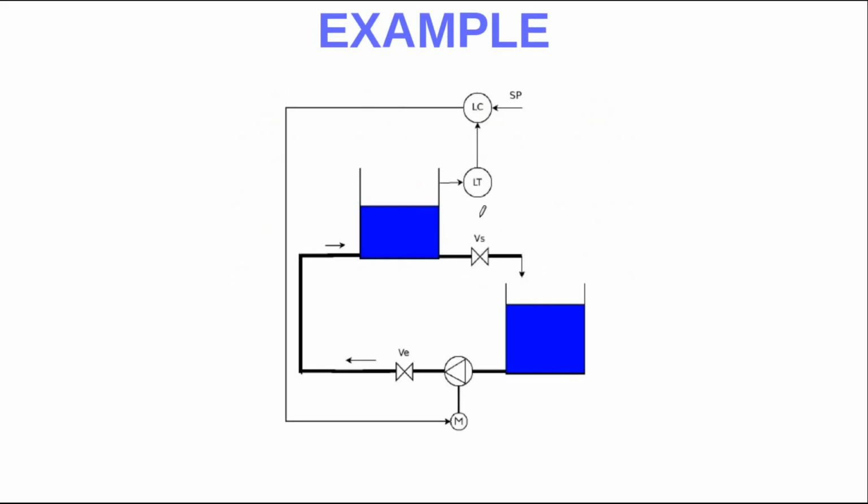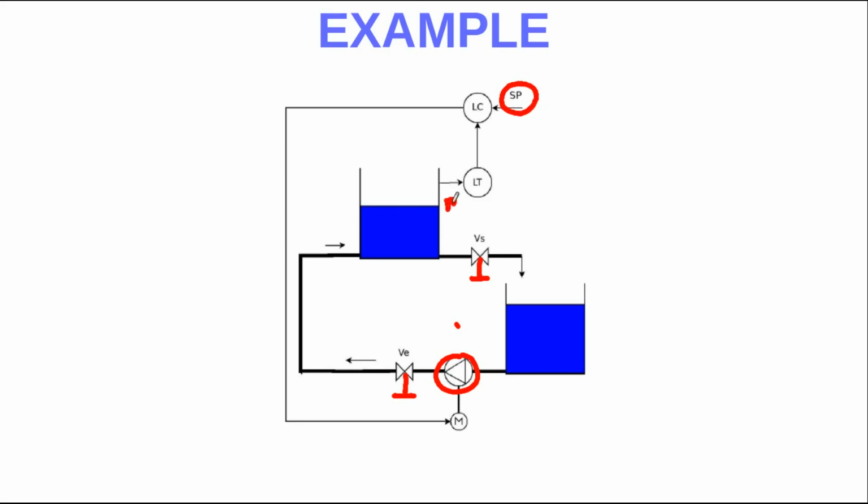Let's have a look at this example. As you can see, we have a lower tank in here that is filled with water. Here we have an upper tank, and a pump makes the water from the lower tank go as an inflow to the upper tank. Here we have two valves, and these two valves are manual valves. Okay? Then, as you can see here, we have the set point, which is an external set point.